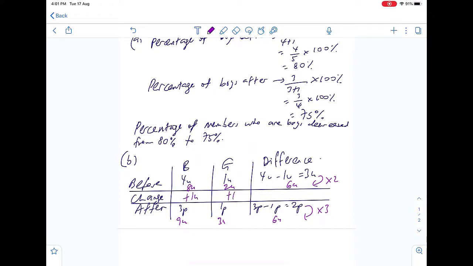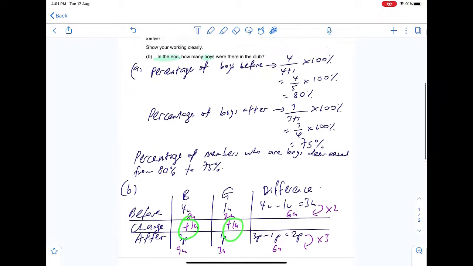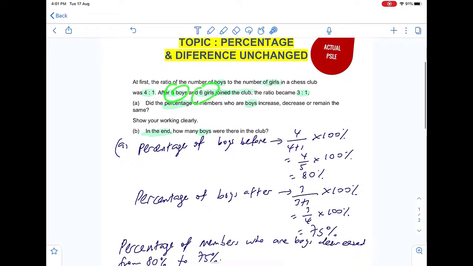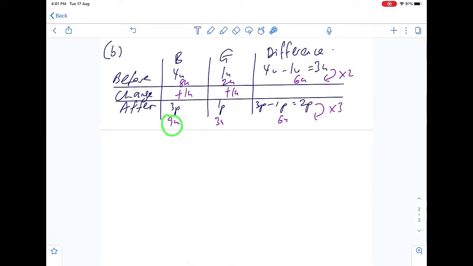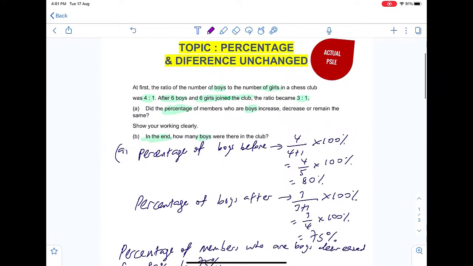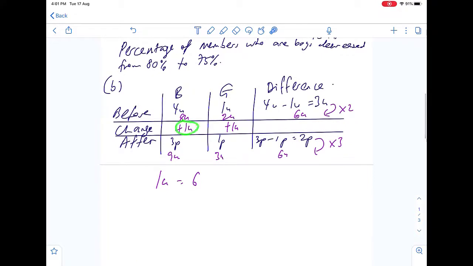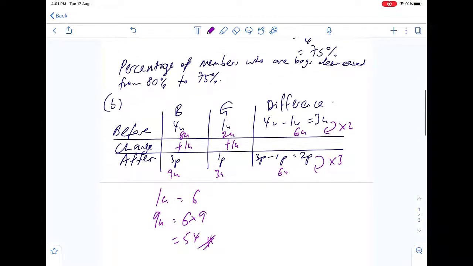Why is that so? Because for each of the girls and the boys, you have equal numbers joining, 6 of them. So how many boys were there in the end? In the end, I need to find 9 units. So 1 unit of people is 6, right? Because 6 boys, 6 girls join. So 1 unit here must be 6. So we find 9 units. 6 times 9, we will get an answer of 54. Final answer for this question.